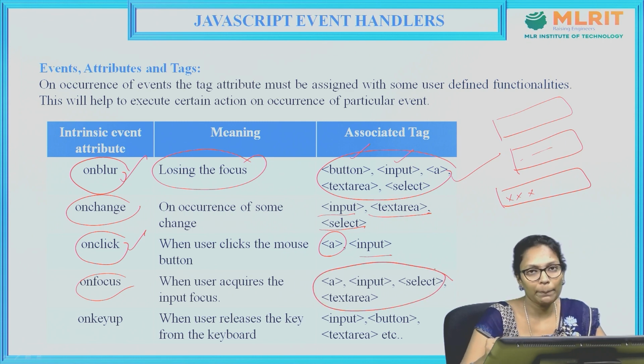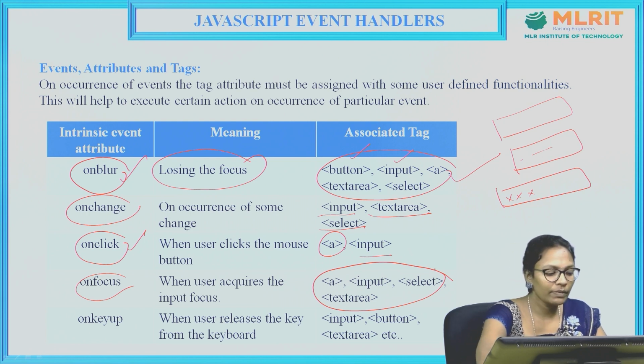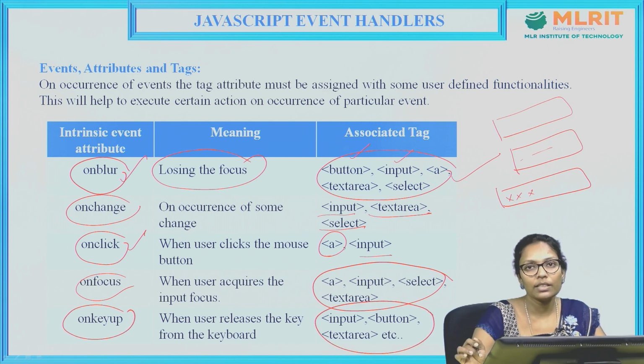Onkeyup. Initially the keys are in the up state only, right? Whenever you click on a key, then it will be down. After clicking, when you release that, it will be in the up state again. So whenever you click and release that key, then this event will occur. This will be used along with these tags.